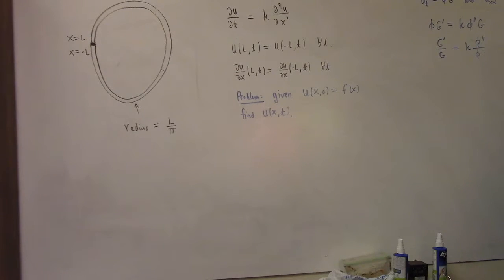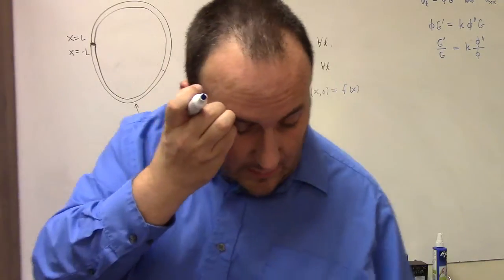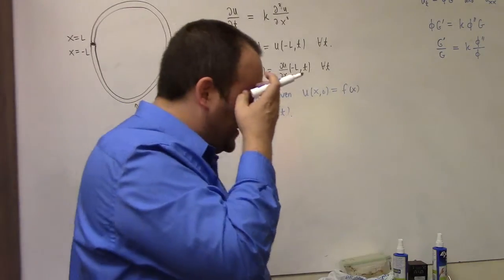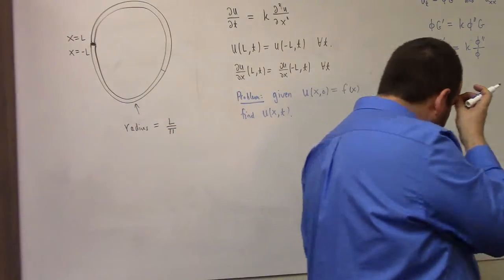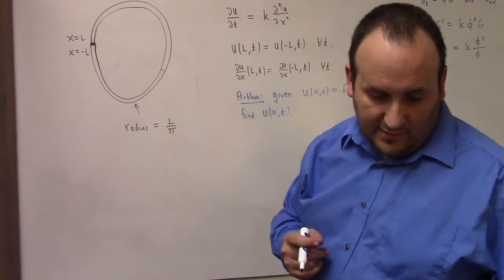Making that the separation of variables. Now, on the left-hand side, we have just a function of time. On the right-hand side, we have just a function of x. So it must be that this is equal to a constant, and we call that constant here.